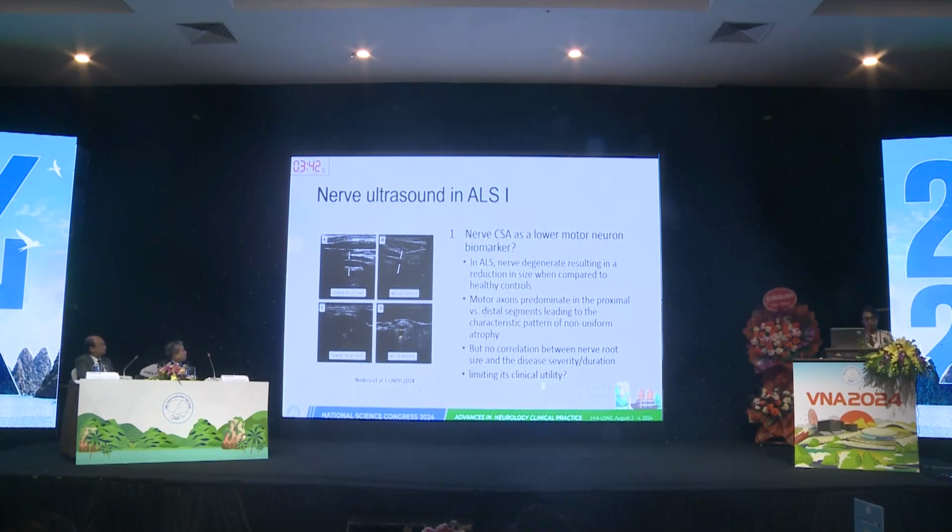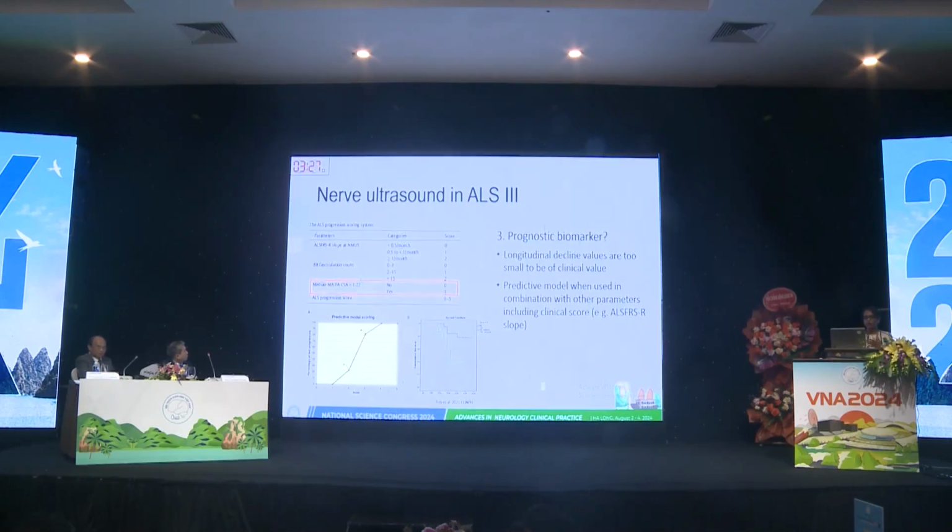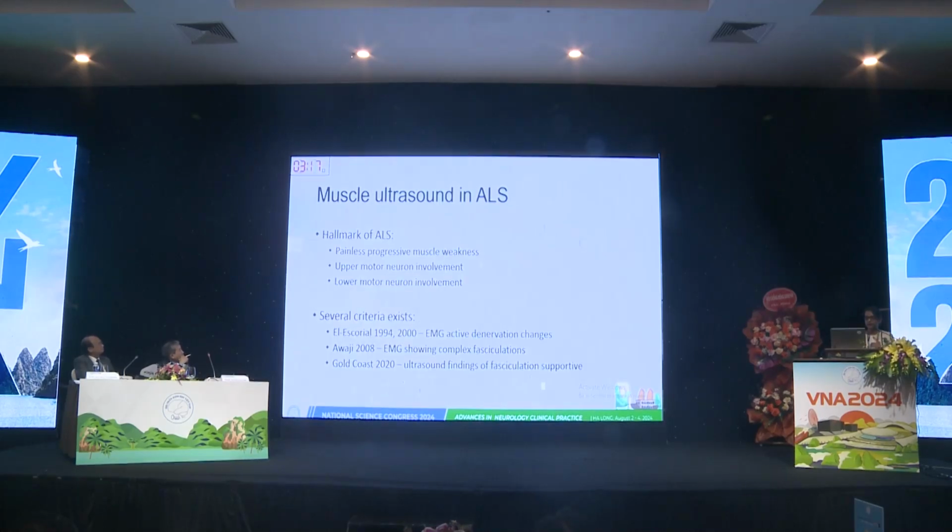That's quite helpful, because one of the things you want to do is also differentiate it from some mimics, like MMN, for instance. In MMN, you should see that the nerves are much bigger because it's an inflammatory neuropathy. And we also looked at it as a prognostic marker, and we found that using the nerve size was very helpful, together with looking at the fasciculation count.